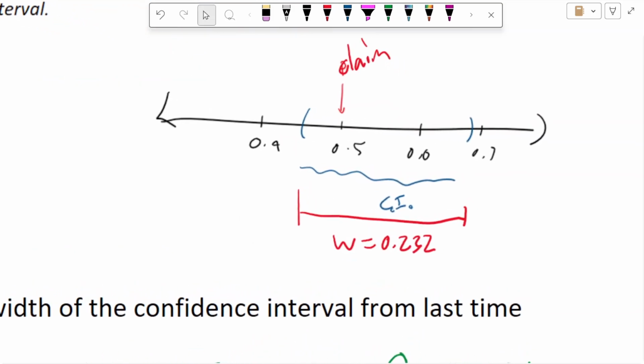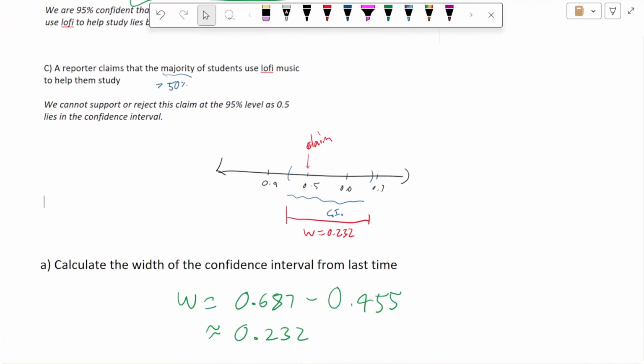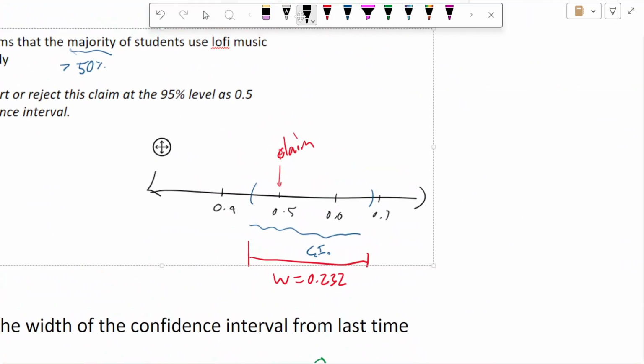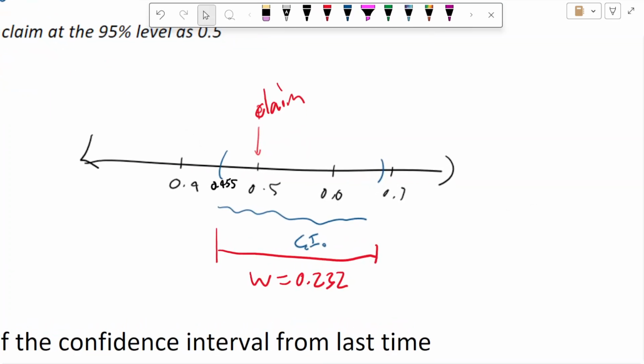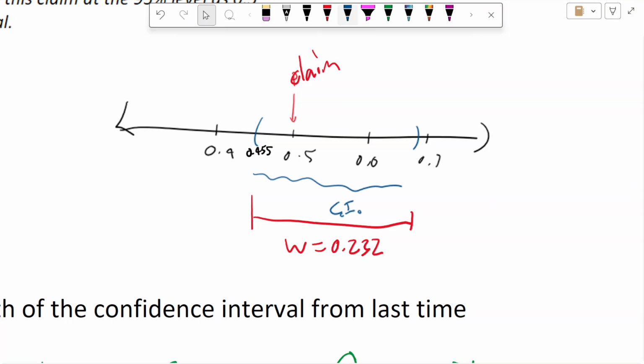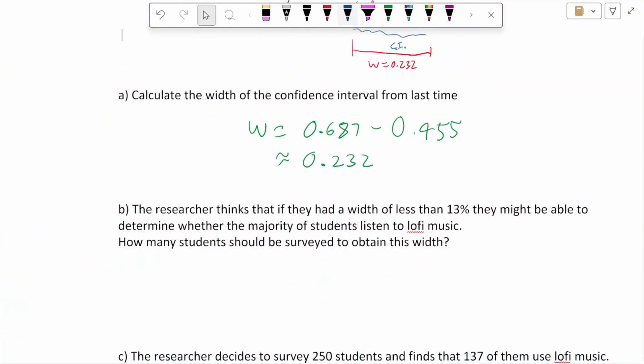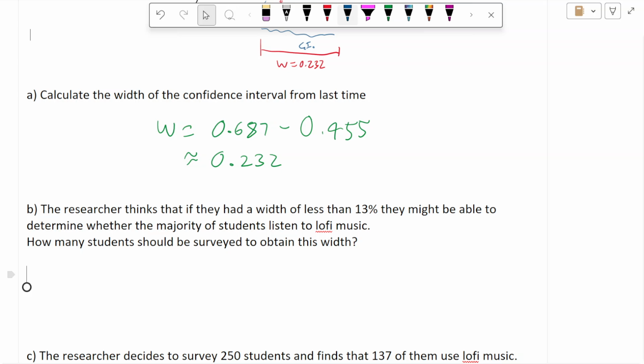Basically, this lower bound here was 0.455, this number. So they reckon if they can pull it in a little bit more, so if they can pull the width into maybe like 13%, then that may actually help them support the claim. That's what their thinking is. So we're going to determine the number of students needed for this.